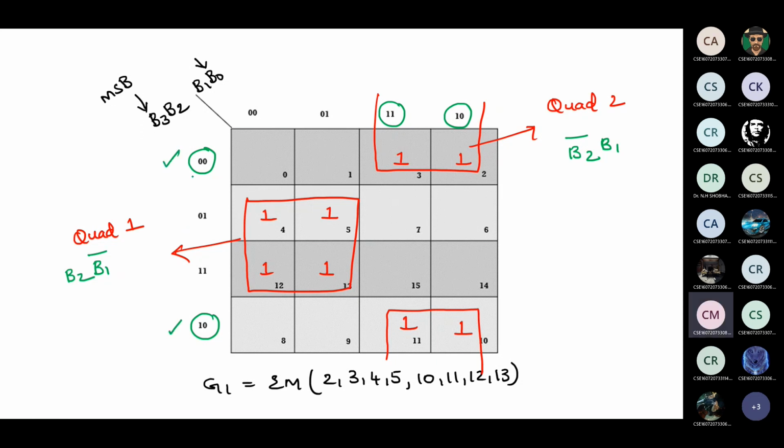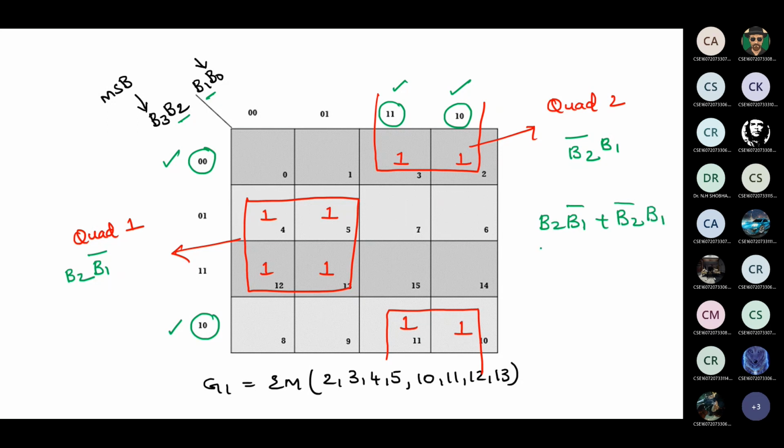Take the common bit among these two. What is common here? 0 is common. 0 is for B2, and as it is 0 for SOP, we need to take the bar. So it is B2 bar. And what is the other common bit? The first bit is common, which is for B1, so I have to take B1. Correct, B2 bar B1 is the answer. So the final answer can be written as B2 B1 bar plus B2 bar B1.